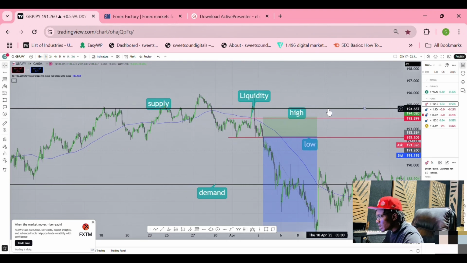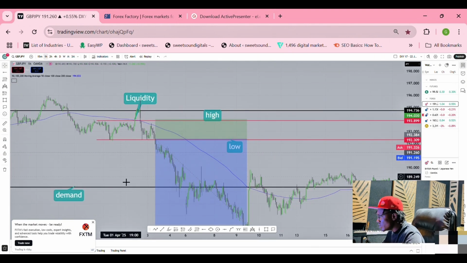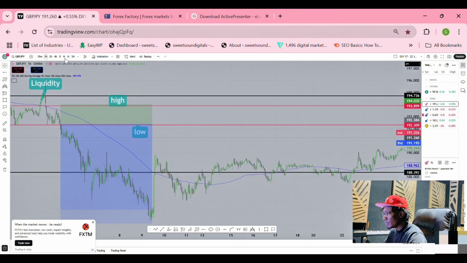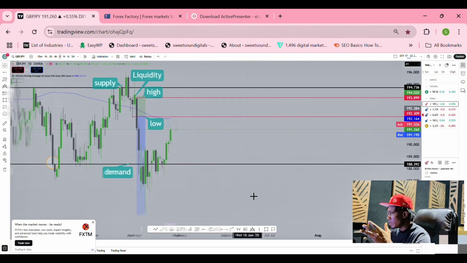Now this is our liquidity range. This is the high and low of this candle on the daily, and then we went to the 15 minutes and 1 hour chart, and we saw this and we cut this trade using the CRT. Very simple. Now let's go to the current movement of GBP/JPY.